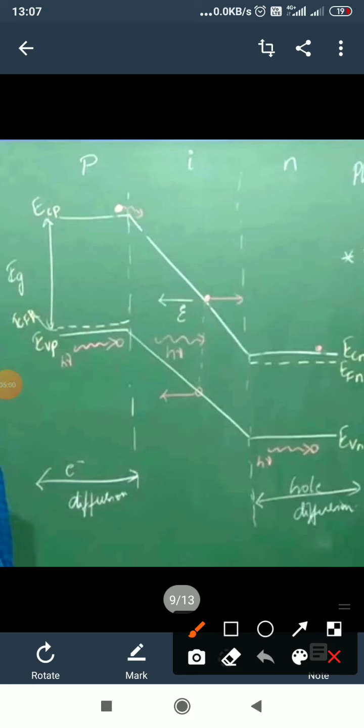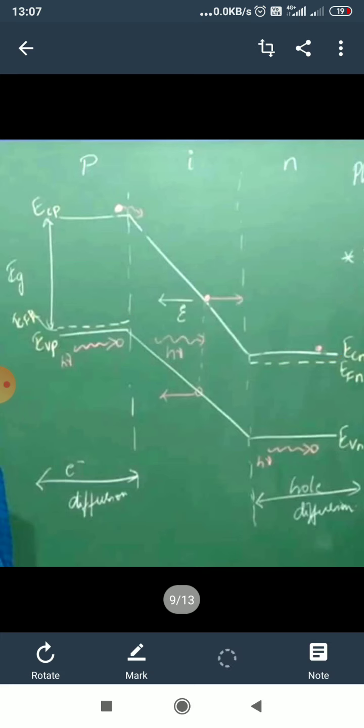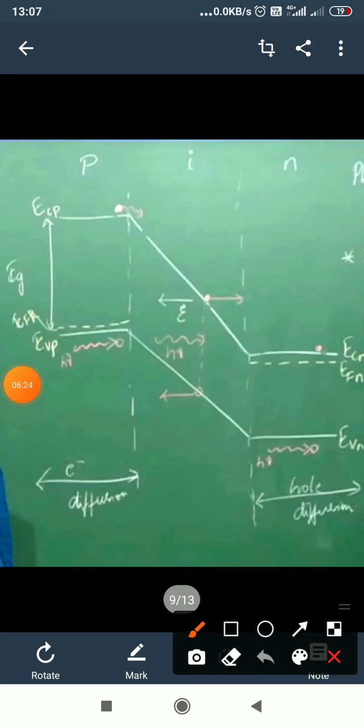When at equilibrium, the Fermi level will be the same for the N region as well as the P region. When it is forward bias, the Fermi level will shift upwards, and when it is reverse bias, the Fermi level for the N region will shift below. It will shift below by Q times the applied reverse voltage, that is Q into VR, because of the reverse voltage. So this energy band graph, the basics we already know.